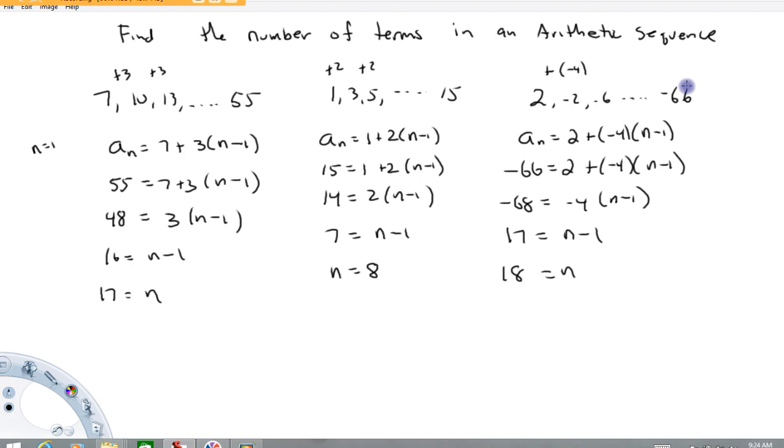So the purpose of this video was how to figure out how many terms there are in an arithmetic sequence. I hope that this helps demonstrate that for you.